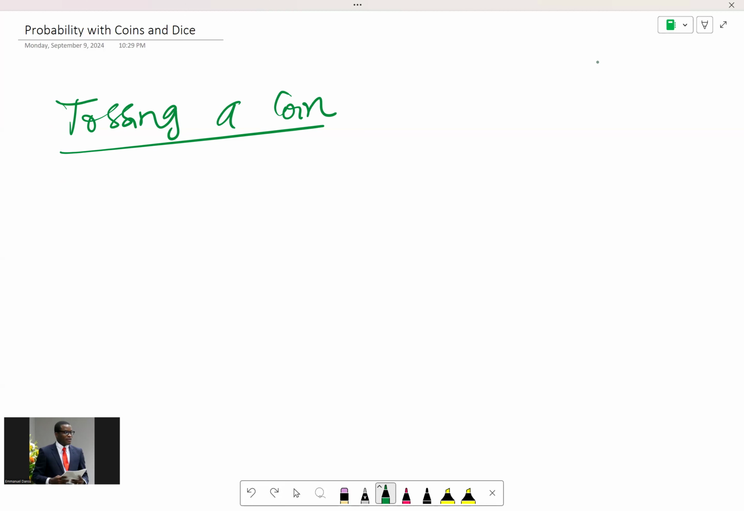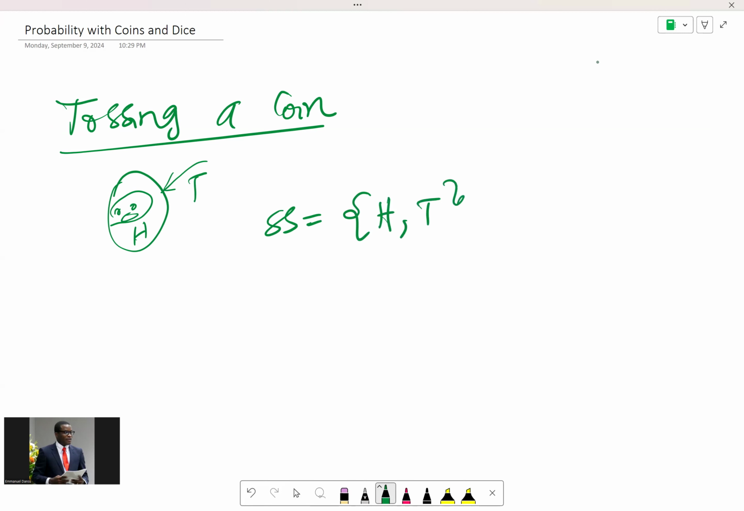Generally speaking, a coin has a side where you have someone's head. I'm not very good at drawing, but let me just try. This is the head, and the other side is the tail. So every coin has a head and a tail. When you toss a coin, the sample space is just either head or tail.